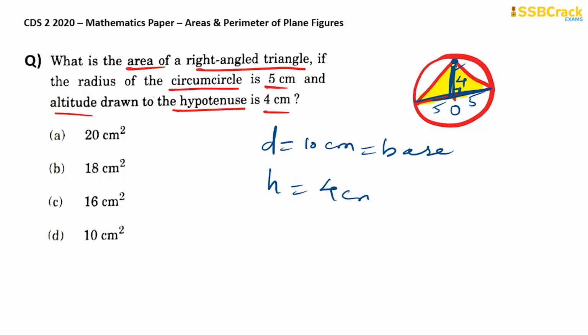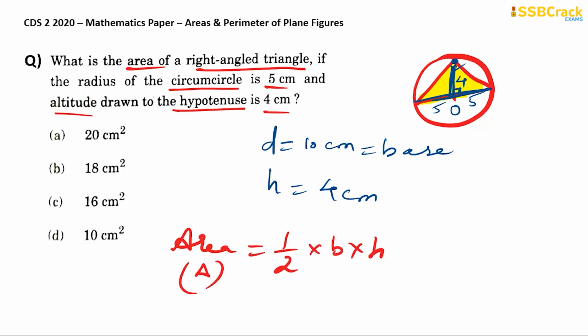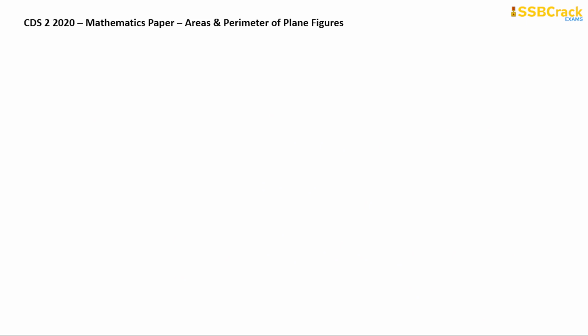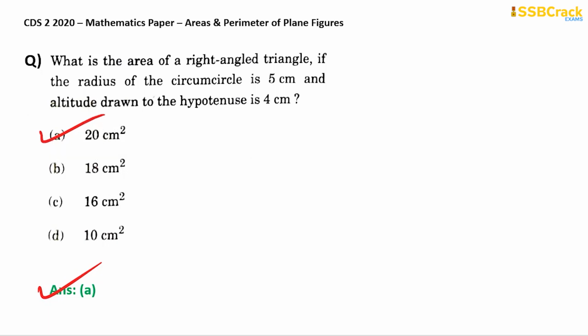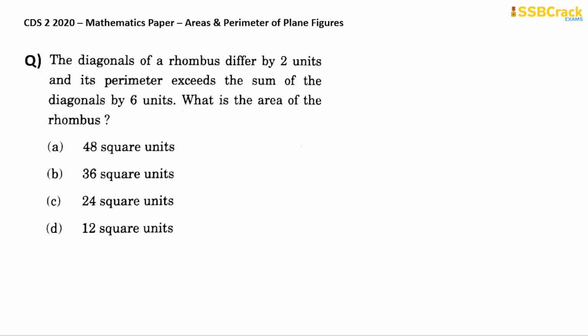So the altitude is also known. So how do you find the area of a triangle when you know the base and height? The formula is half into base into height. So this will be half into 10 into 4. Simple. So what's the answer then? 20 centimeter square. And hence the key for this particular question was the option number A. Alright, coming upon to the next question now.